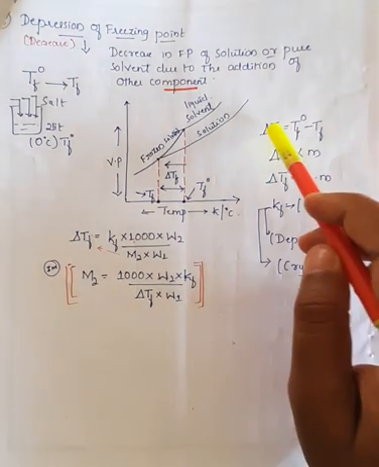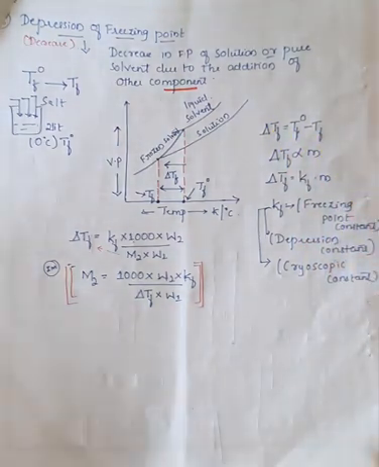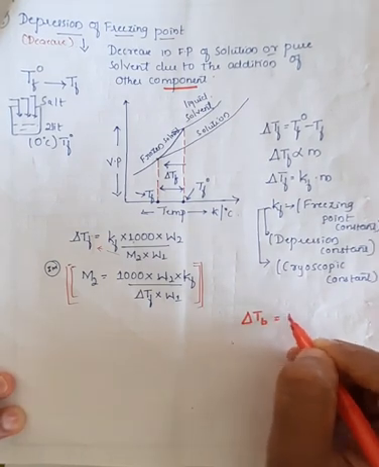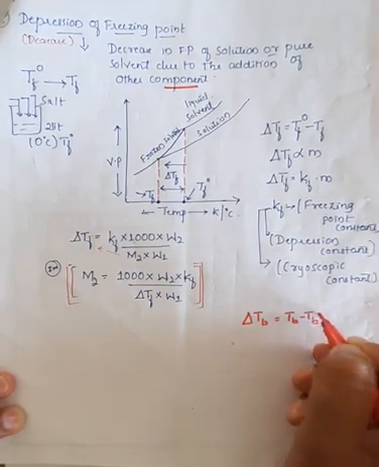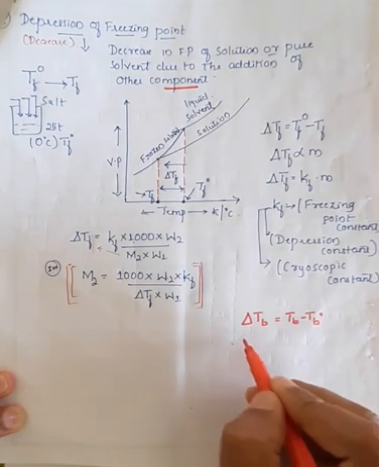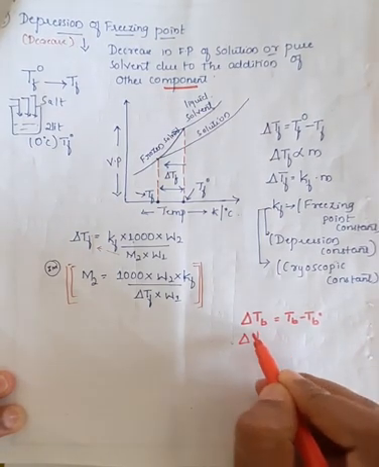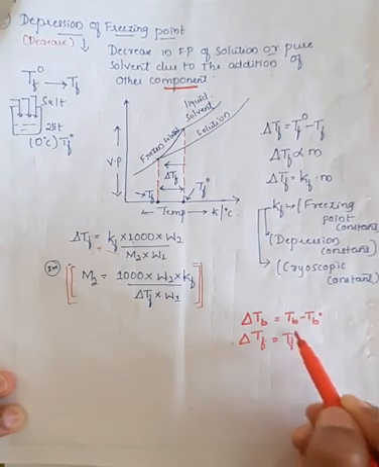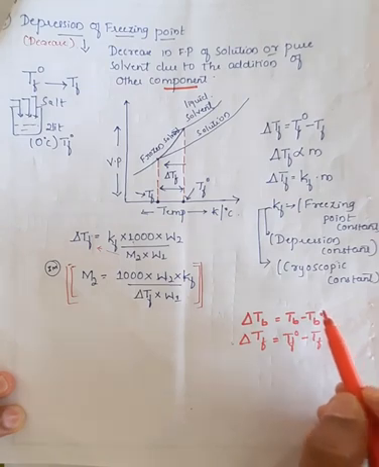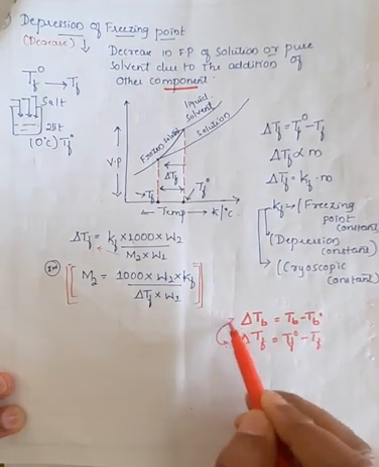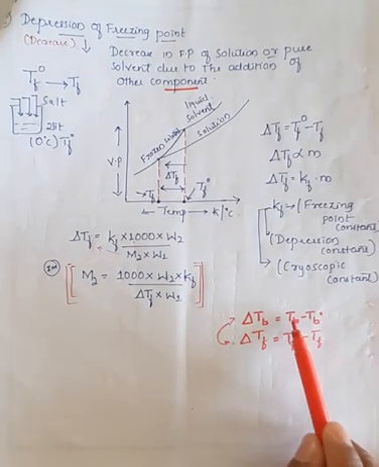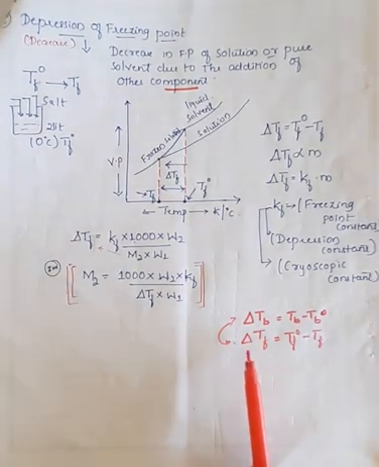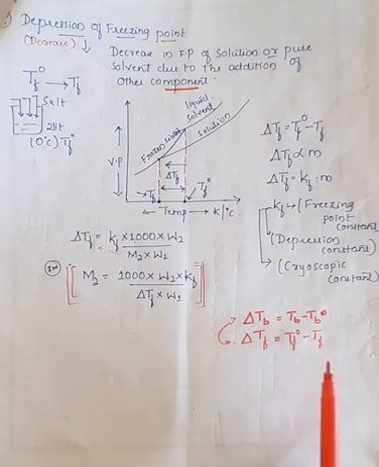In case of elevation in boiling point we have seen delta TB is equal to TB minus TB naught. This was a different case. In case of depression, B represents boiling and F represents freezing. Delta TF is equal to TF naught minus TF. Understand? Both have a heavy difference here, right? In case of delta TB it is TB minus TB naught, so this is TB naught. But in case of delta TF, it is TF naught minus TF.